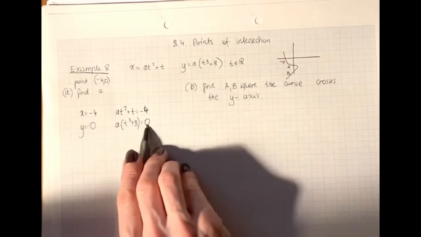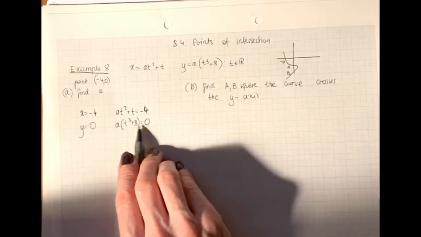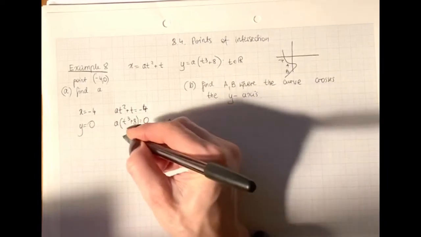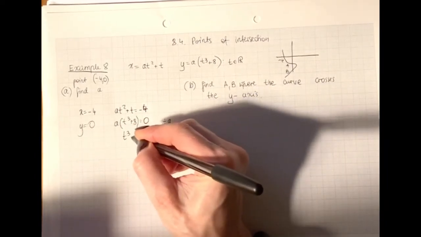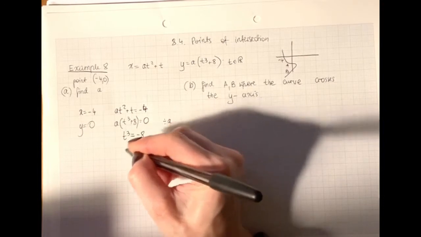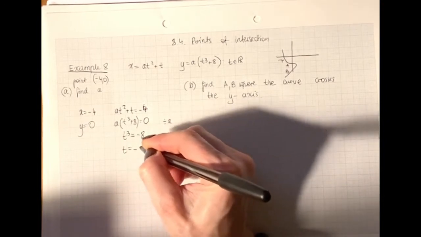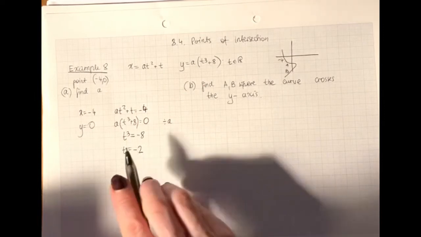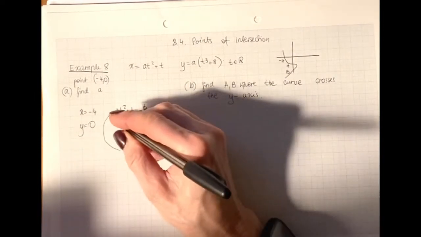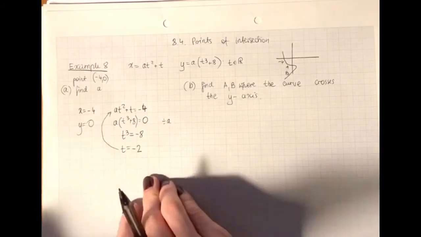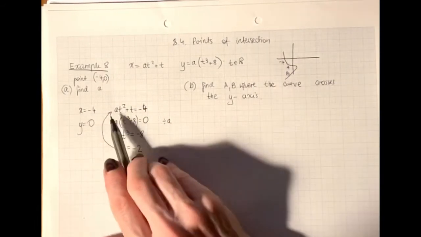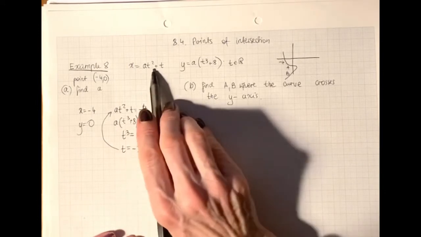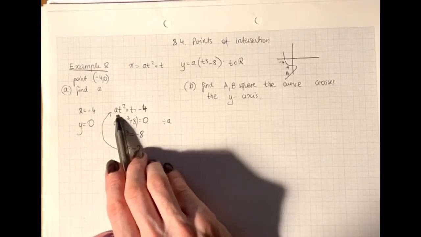So a times something is equal to 0. Since a is a non-zero constant, divide everything by a. That will happen for t cubed equal to -8. That gives me t equal to -2, the cube root of -8. So using this information, we can substitute -2, because that happens at that point, into the equation that we got from using the first parametric equation.